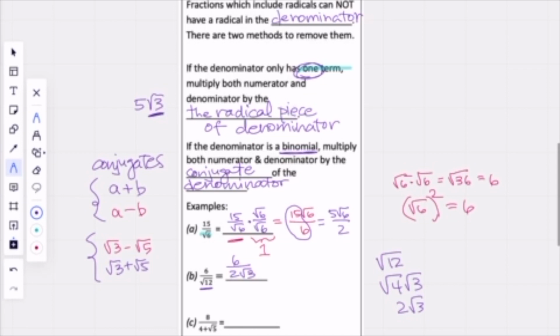All right, let's go ahead and simplify this just a little bit more. What is 6 divided by 2? That's 3 over 1. So that's 3 over the square root of 3.